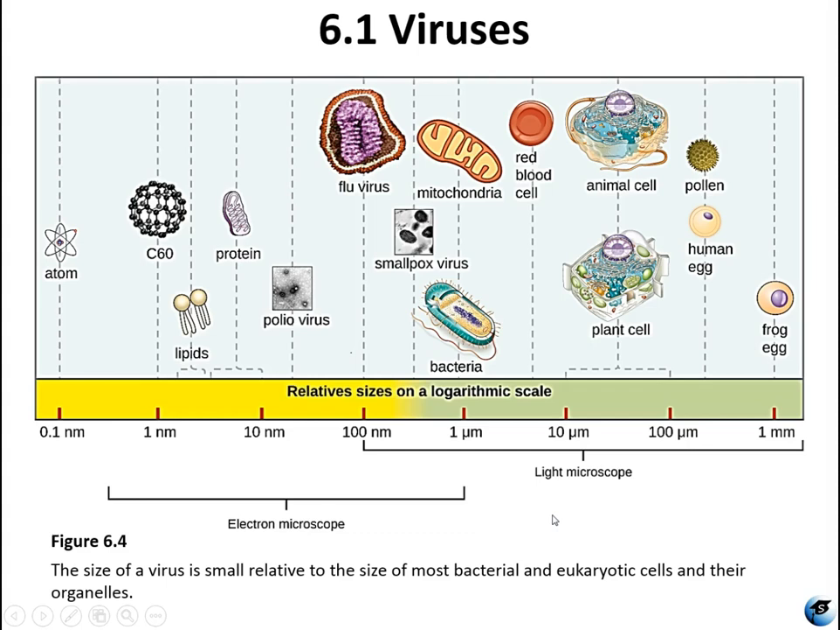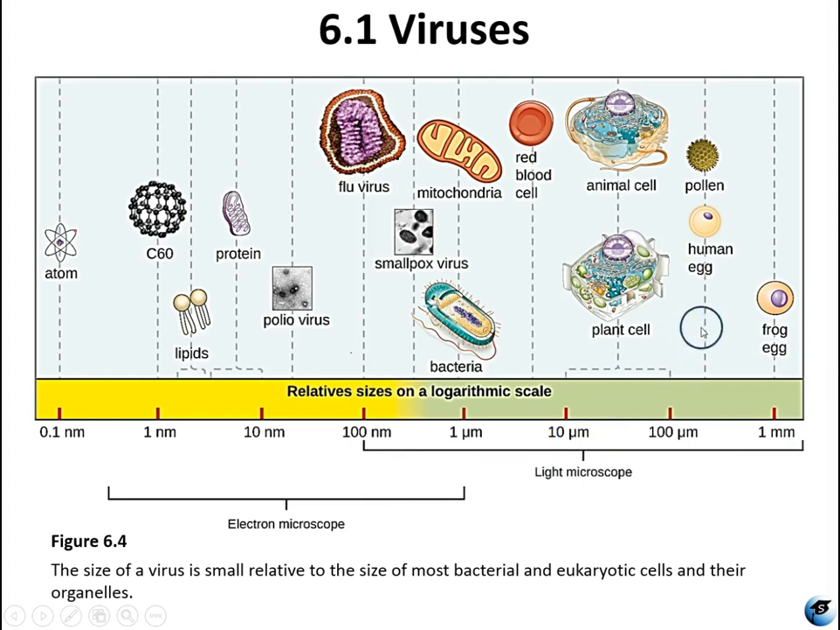Figure 6.4 is comparing the sizes of different things in relation to a virus, just to kind of illustrate how small a virus actually is. So over here, 0.1 nanometers would be the size of a single atom. And then it goes all the way up to 1 millimeter, which is the size of a frog's egg. And right here is a human egg.